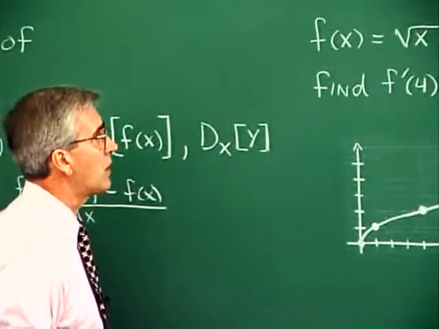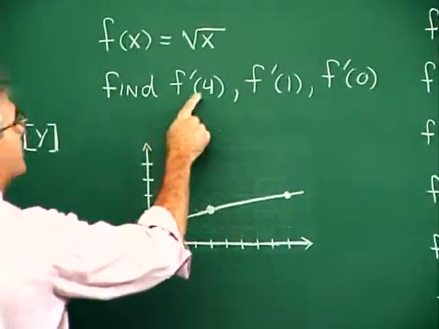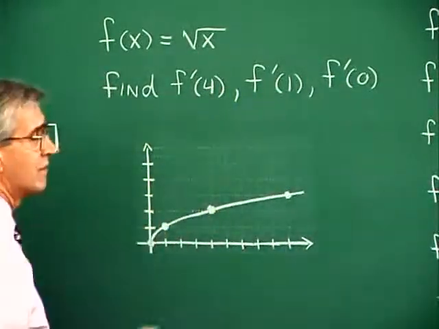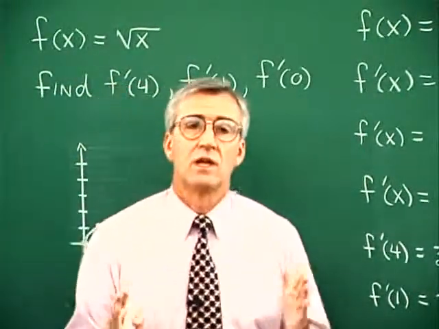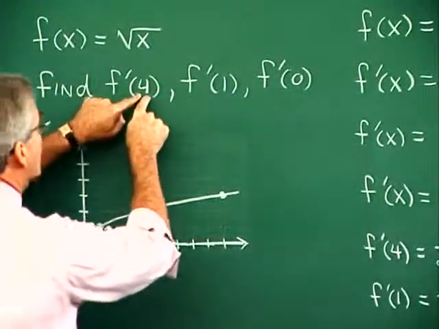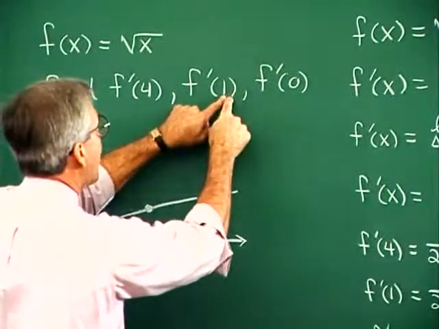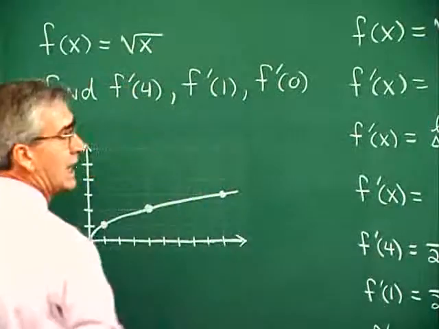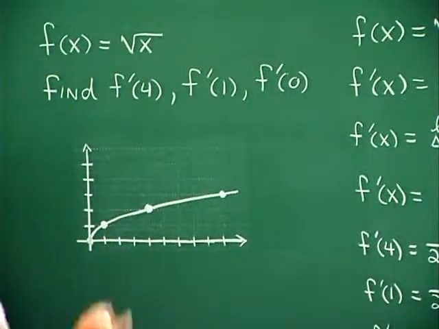Let's consider this problem. Suppose we have f of x to be the square root of x, and suppose we want to find f prime of 4, f prime of 1, f prime of 0. The way that we understand what this means is that we are actually finding the slope of the tangent line at these points on the graph. So it's the idea that here's the graph of the square root of x.